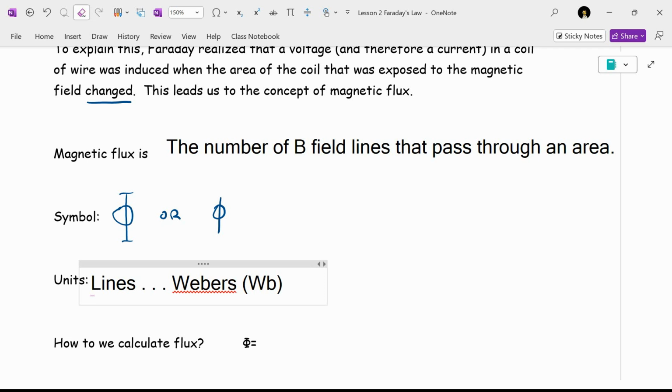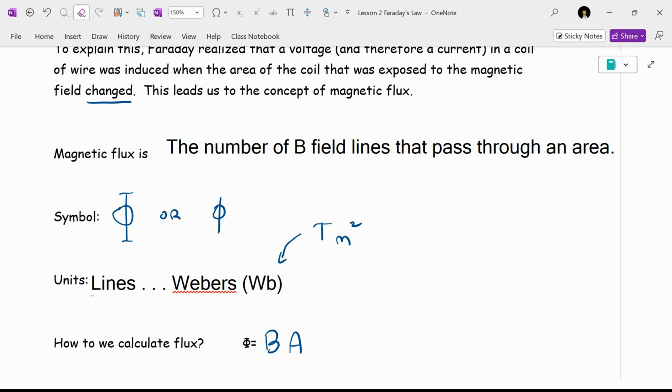How do we calculate flux? Can you find it on your formula sheet, please, so you know what we're talking about? Magnetic flux is the strength of the magnetic field times the area, which technically means this is a Tesla meter squared, because magnetic field is Tesla, area is square meters.